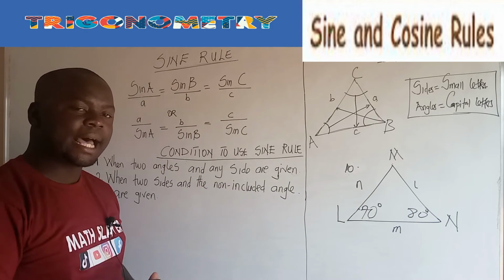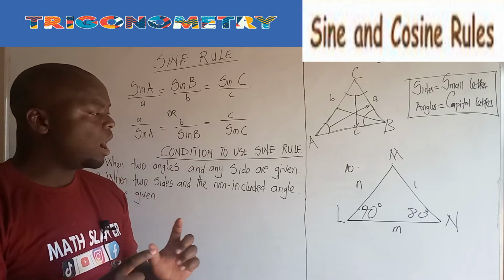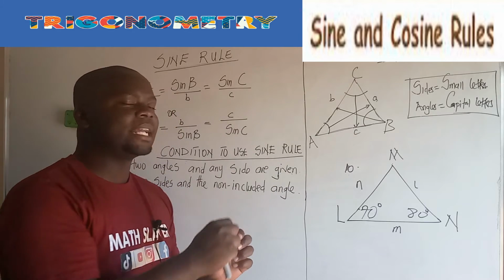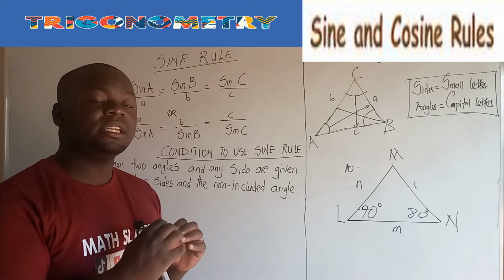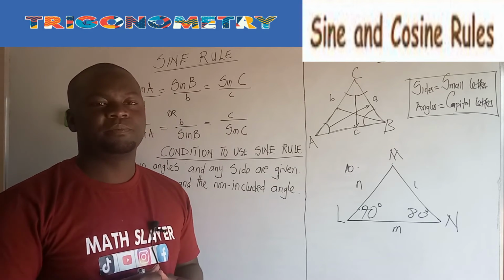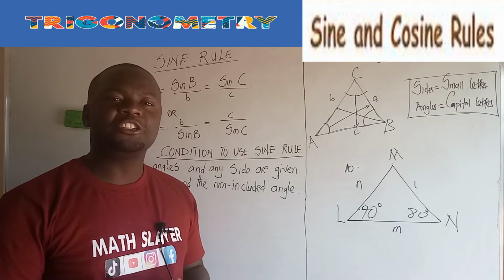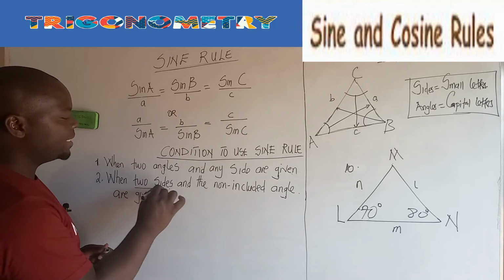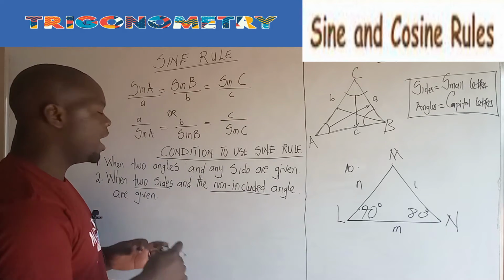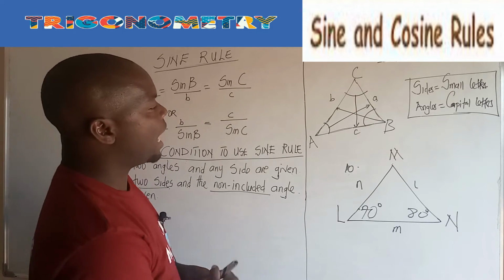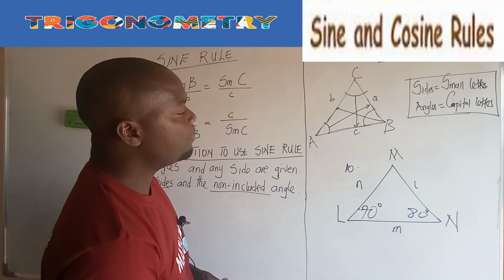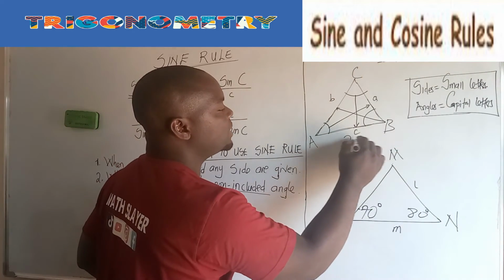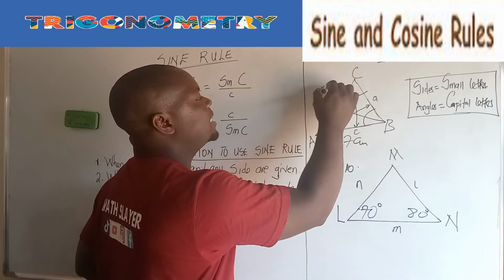So during an exam, when you see your triangle has got any two angles inside the triangle and any side, then just know that this is a sine rule. Other than that, how are you going to know? We have condition 2, which says when two sides and the non-included angle are given. So for example, we have triangle ABC, okay, and let's indicate any two sides. So I'll say this is 7 centimeter, this is 8 centimeter.